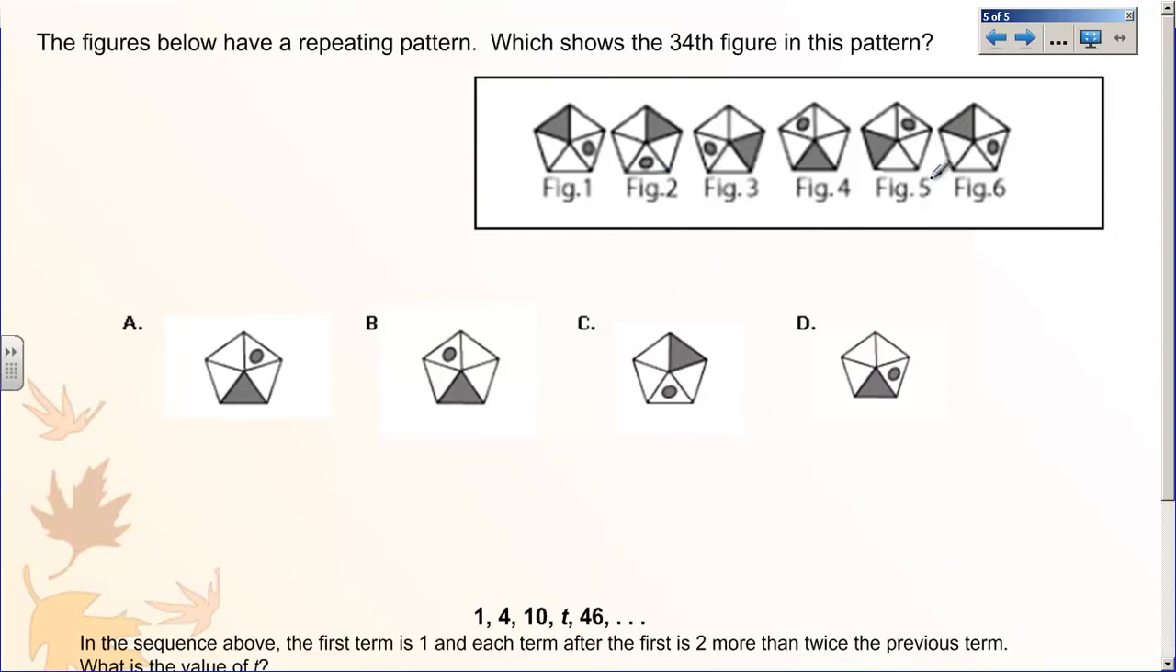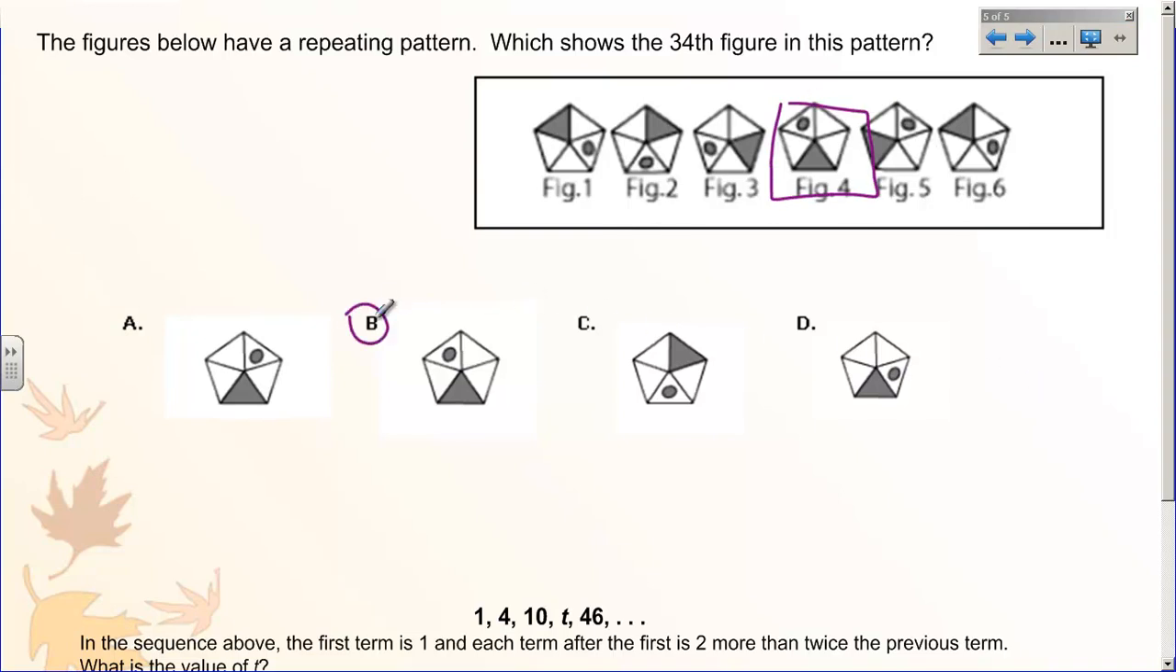So every 5 figures is going to be the same. So figure 10 is going to look like figure 5. Figure 15 is going to look like figure 5. Figure 30 is going to look like figure 5. Figure 35 is also going to look like figure 5 because it's a multiple of 5. Every multiple of 5 is going to look just like figure 5. But figure 34 is one less than a multiple of 5. So figure 34 should look like figure 4. And so my answer should be B.